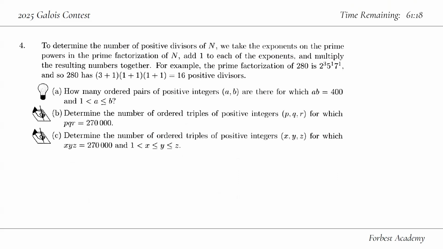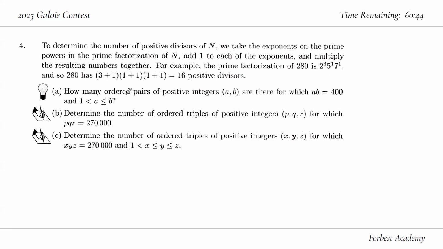To determine the number of positive divisors of n, we take the exponents on the prime powers in the prime factorization of n, add 1 to each of the exponents, and multiply the resulting numbers together. So for example, the prime factorization of 280 is 2 cubed, 5 to the 1, 7 to the 1. And so 280 has (3 plus 1) times (1 plus 1) times (1 plus 1) equals 16 positive divisors.